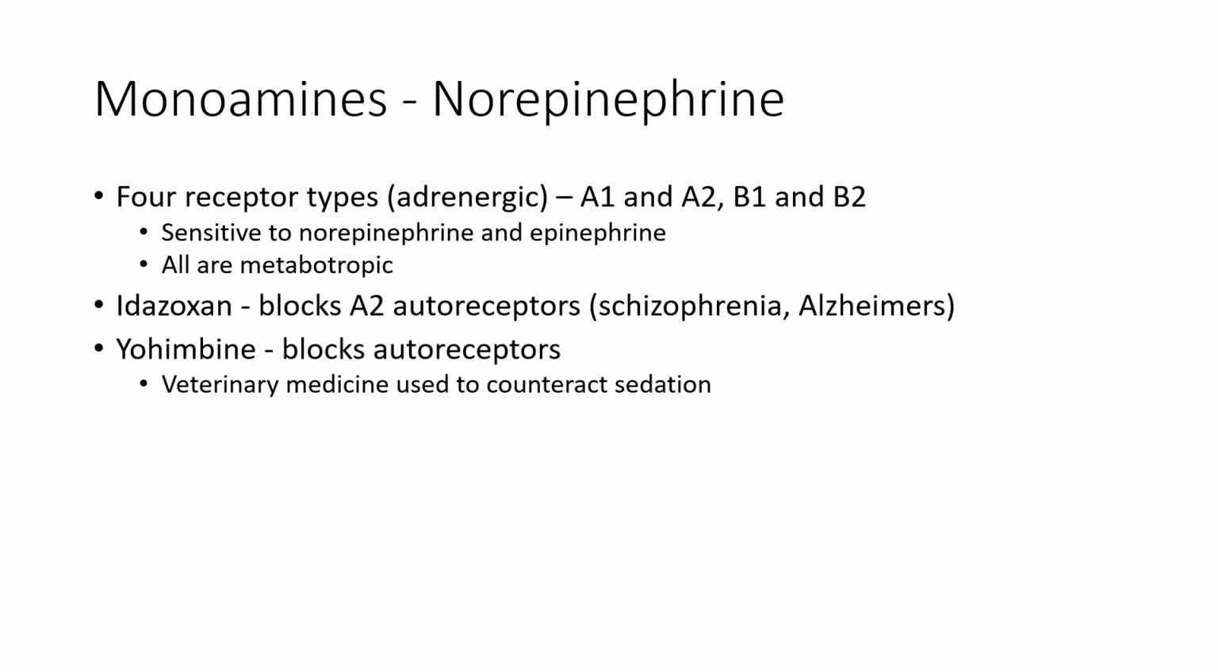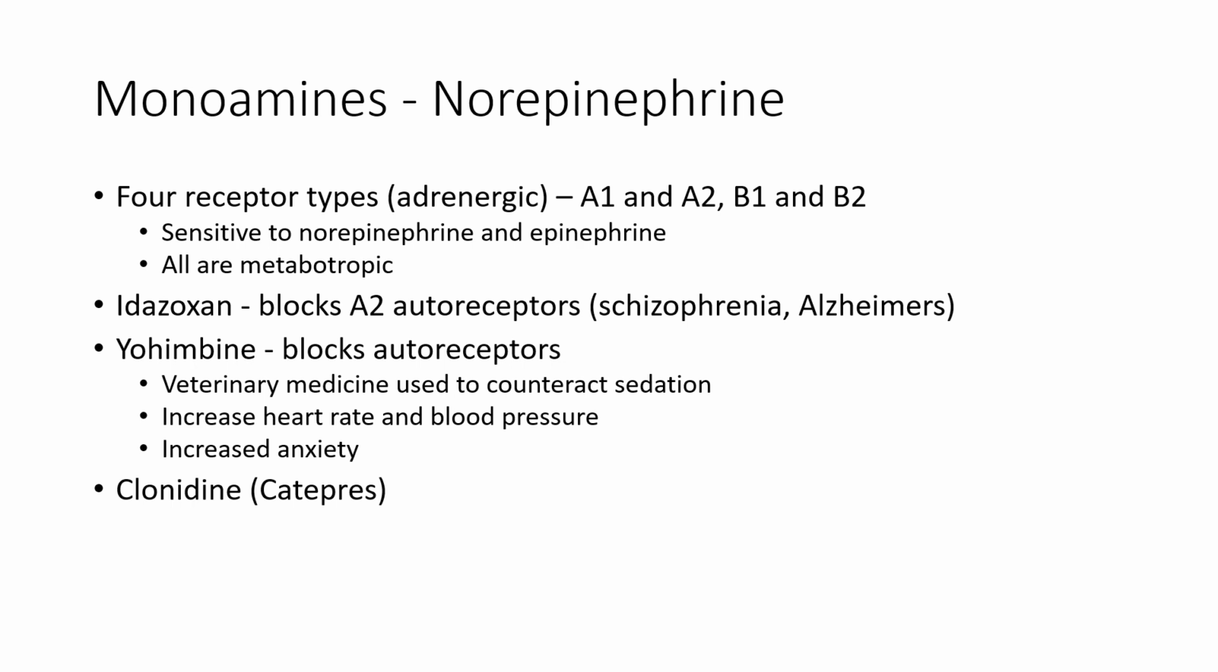Yohimbine blocks autoreceptors. And this one's typically used in veterinary medicine, and it's used to counteract sedation. So after surgery has been performed, for example, they want to bring the animal out of sedation. Yohimbine is commonly used. This is going to allow for the increase in heart rate and blood pressure. So if you know anything about surgery, the drugs given typically drop heart rate and blood pressure down a bit. Coming out of sedation, you want to increase those things back up. This drug will do that.